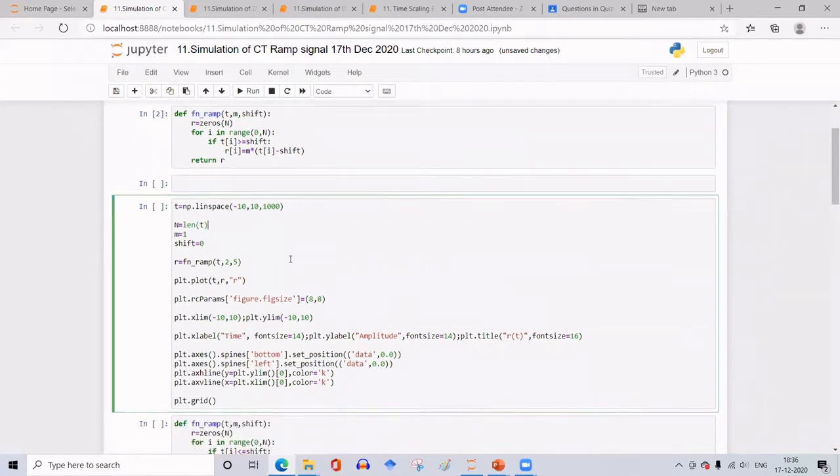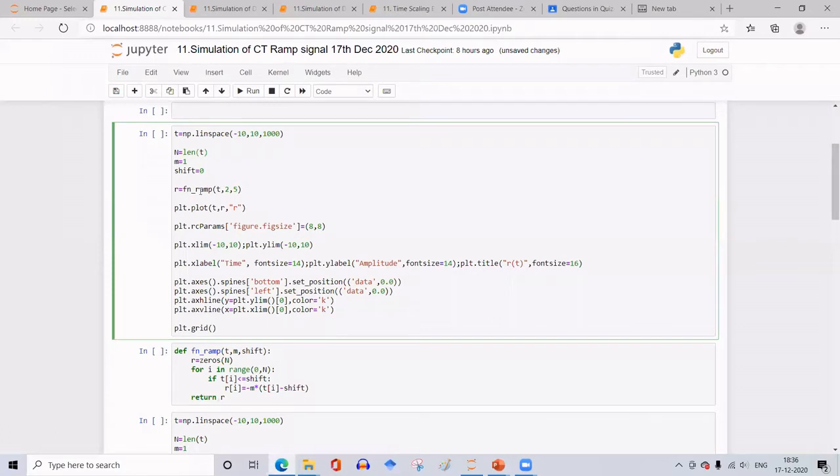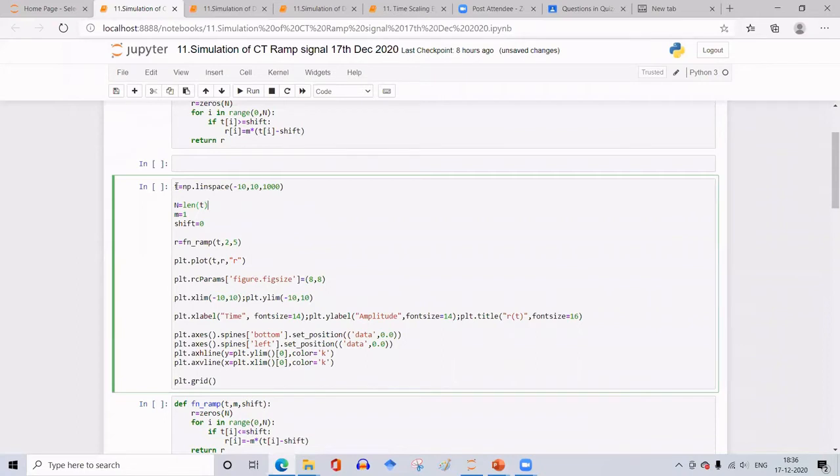Next, coming to this, where we call the function with the required M and shift value. And before that, we must also define what is T. So T, I am taking as a linear space, linearly varying values from -10 to 10. And I have put some 1,000 points. It has divided this -10 to 10 into 1,000 points so that I get a smooth curve. Then measure the length of this array T. So N is equal to length of T will give you the value of N. That N will be passed on to this. Then M value, initially I'm initializing it to 1 and shift is equal to 0.